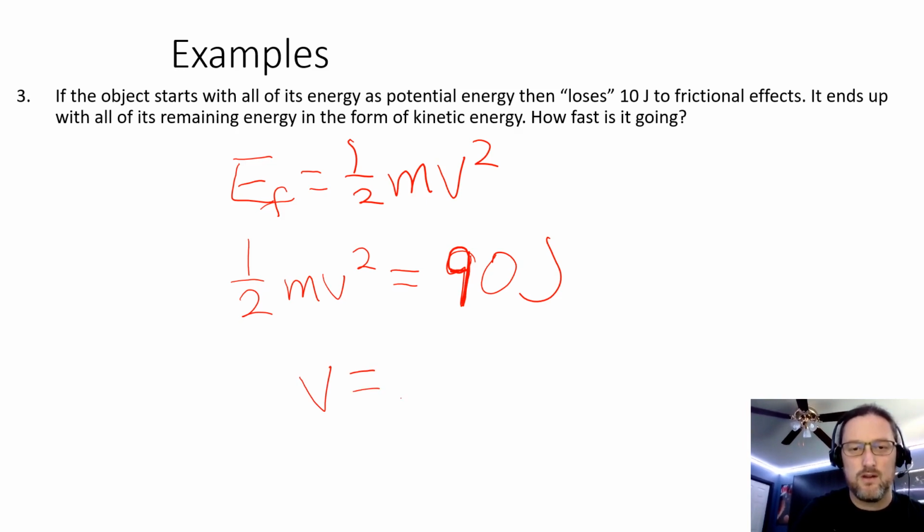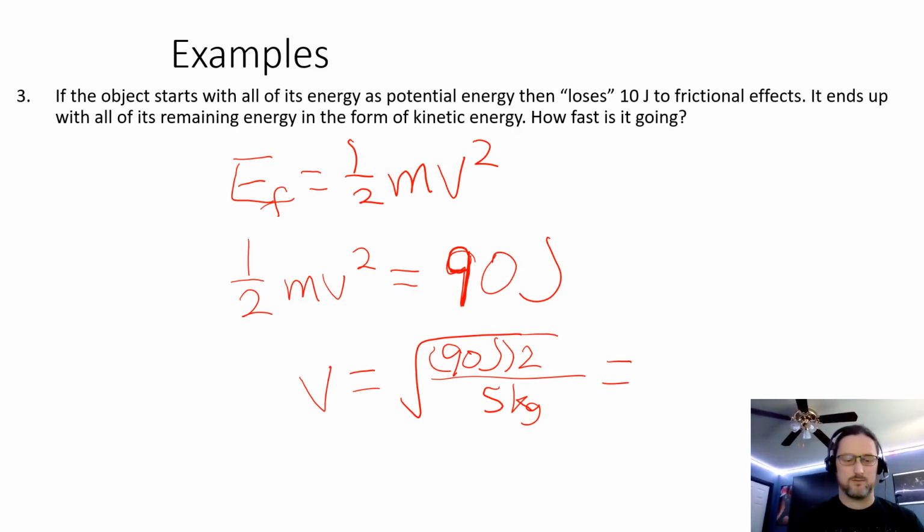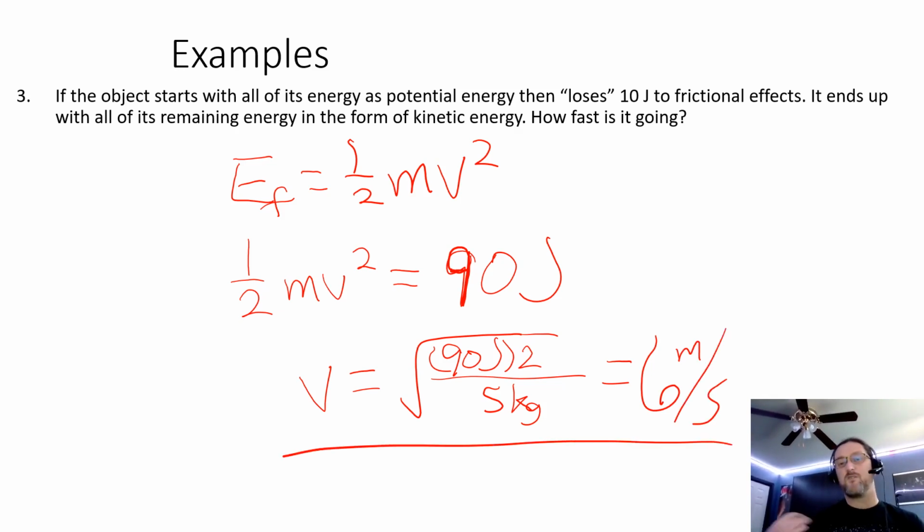V equals the square root of 90 joules times 2 over 5 kilograms, right? Let's work this out and see what we get. And get my calculator here. 90 times 2, I can do that in my head. That's 180, right? Divide that by 5. That's 36. The square root of 36 is 6. Oh, that's convenient. It's as though someone contrived this to work out just right. 6 meters per second. That's how fast it's going.